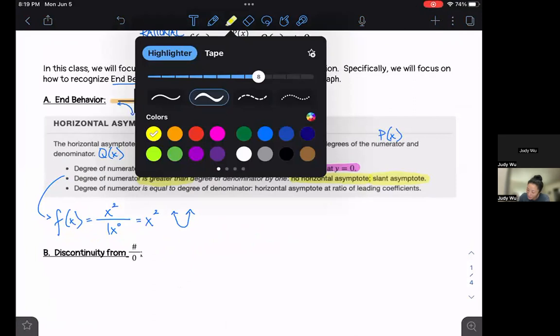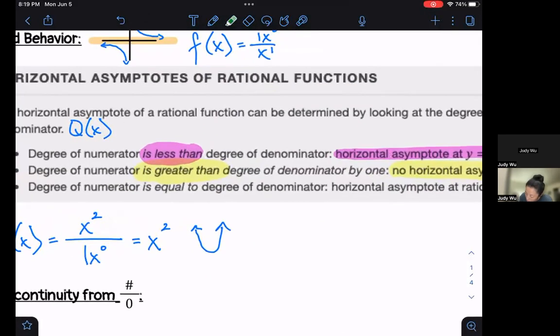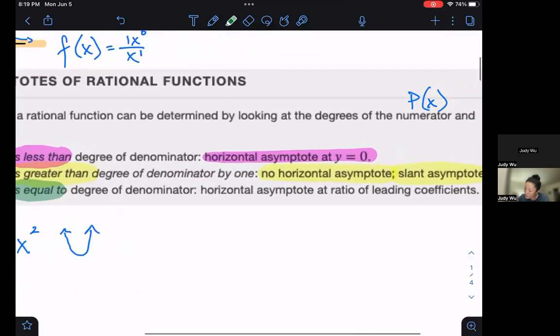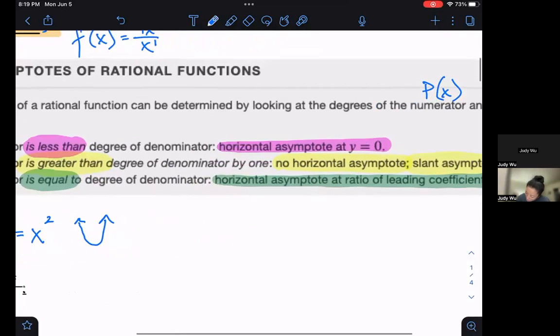All right. One last case. The degree of the numerator is equal to the degree of the denominator. Now the degrees are the same. Well, it turns out that the horizontal asymptote is at the ratio of the leading coefficients. Oh, good thing we talked about leading coefficients, right? And how to find where they are. Let's do a quick example of this one.